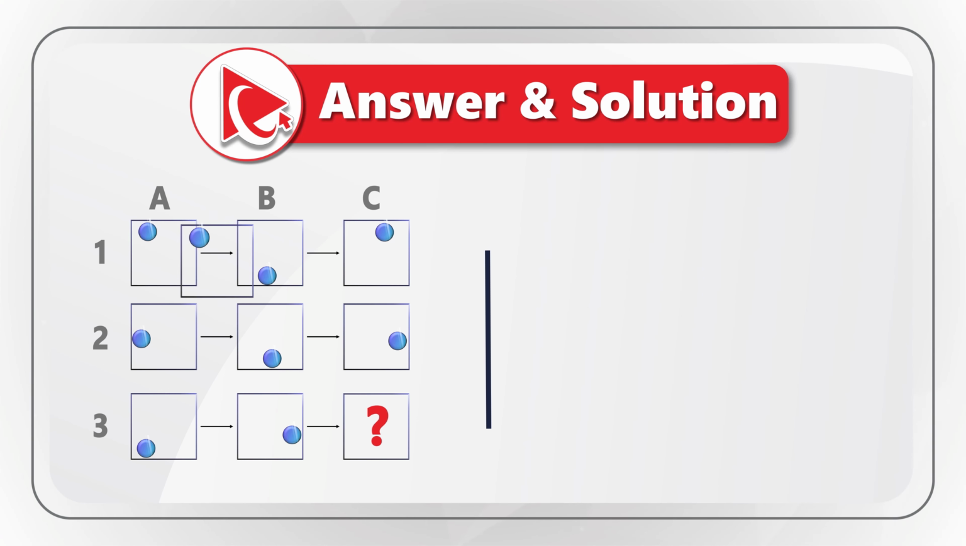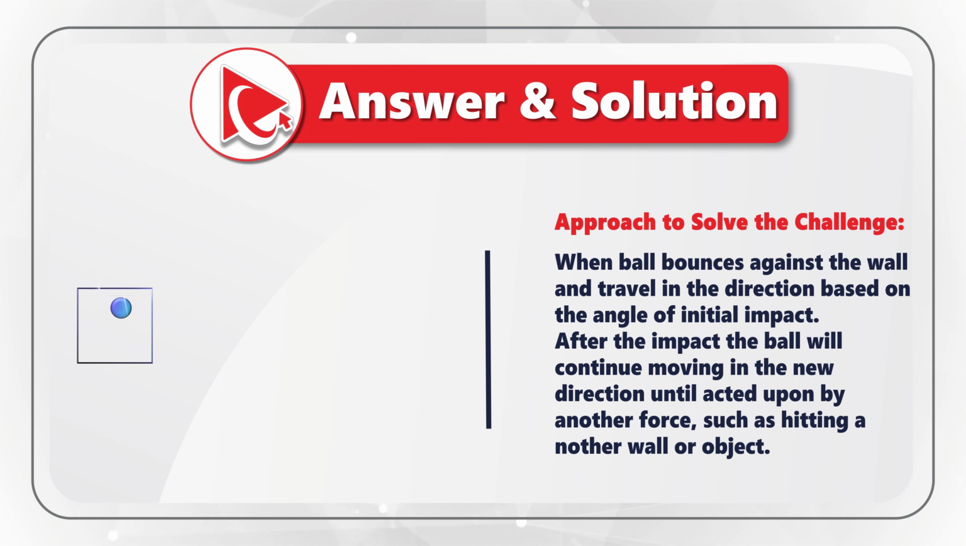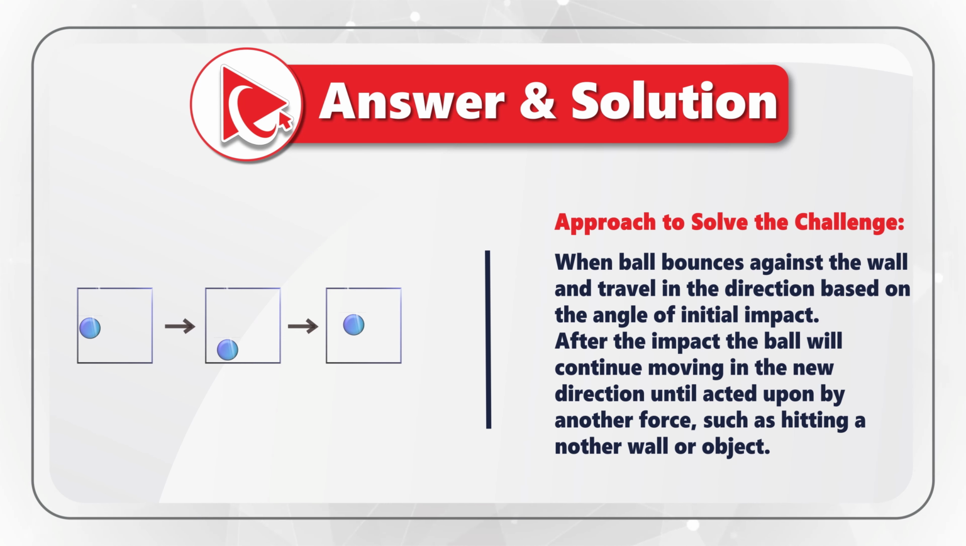Let's start by looking at the object A1. This is where the ball is in the upper left corner, and it moves downwards toward the middle of the bottom section. And this is exactly where we see the ball in the object B1. After that, the ball bounces and moves upward, and this is how we see it in C1. When the ball bounces against the wall, it travels in the direction based on the angle of the initial impact. After the initial impact, the ball will continue moving in the new direction until acted upon by another force, such as hitting another wall or an object.